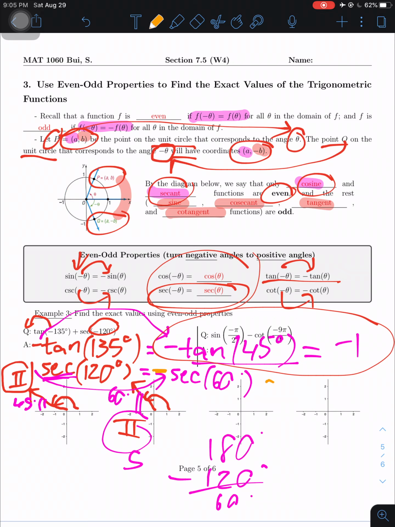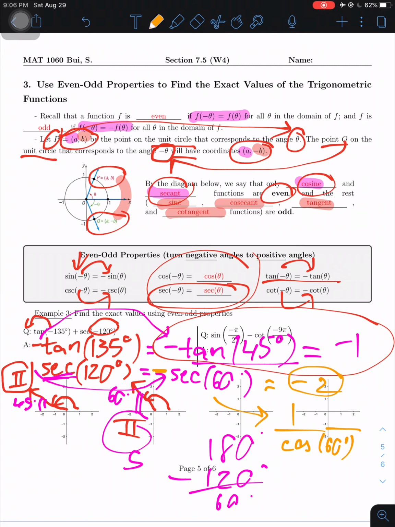So then the final answer in here is going to be negative answer first. And then I don't know the value of secant of 60 on top of my head. But I know for the fact that secant is the flip of cosine, right? So instead of finding secant of 60, I'm going to find 1 over cosine of 60. And cosine of 60 is 1/2. So I flip it and I got 2, okay? So then for the secant of 120, we have a 2.